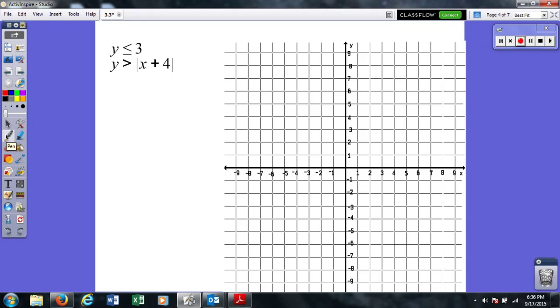So let's first graph the top one, which is just y is less than or equal to 3. So remember that the line y equals 3 is going to be a horizontal line with all the y values being equal to 3. So that's going to look like this. Every point on that line has a y value of 3. Solid line because it's one of the or equal to's. And then we want y values less than that, so that's going to be shading underneath.